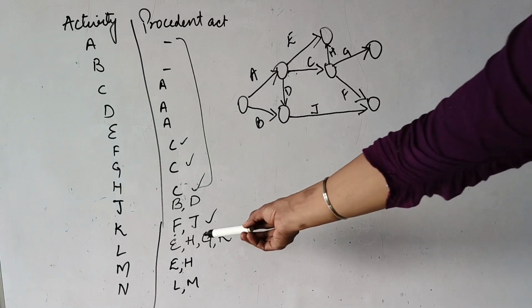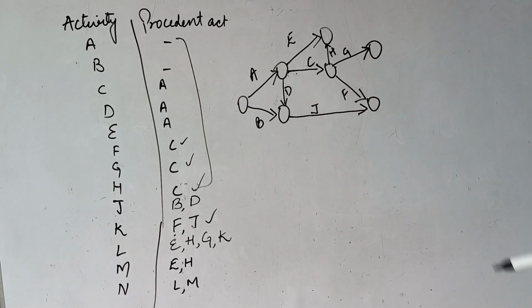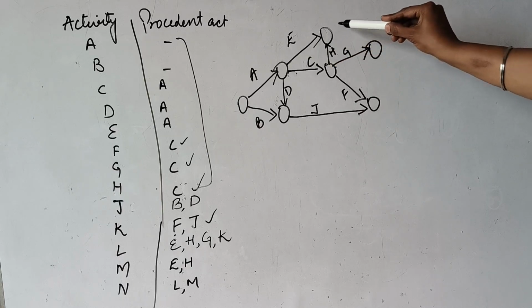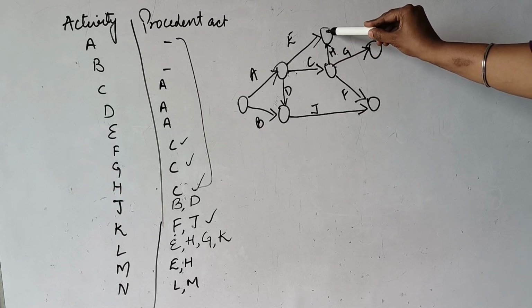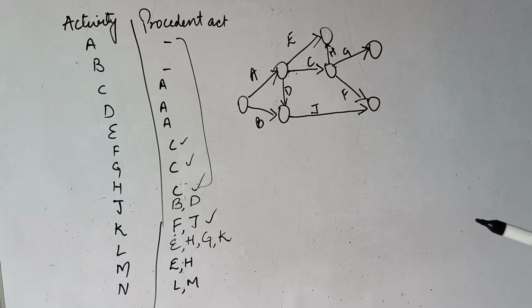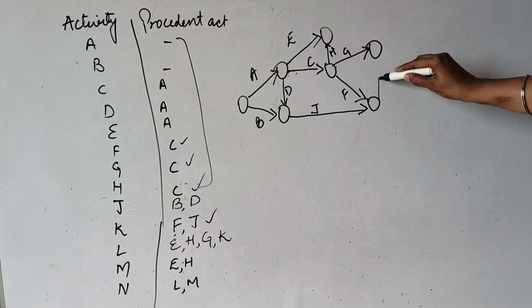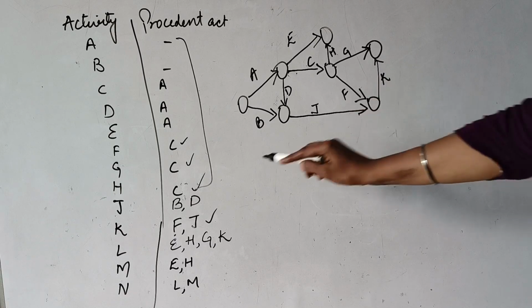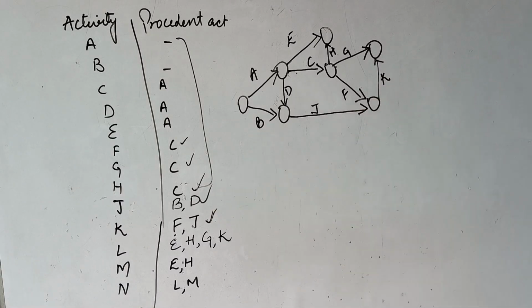Now if I see, I will require E, H, G, K as well. E is here. H is coming together, G is here and K will be coming now. So K, if I merge here, this can be my K because K is coming from J and F. This is also done, this is also done.